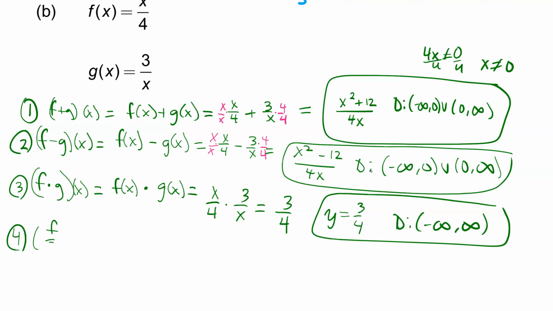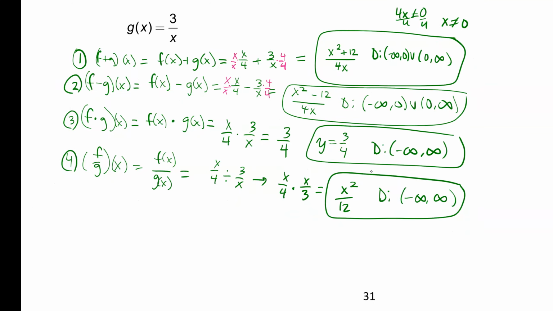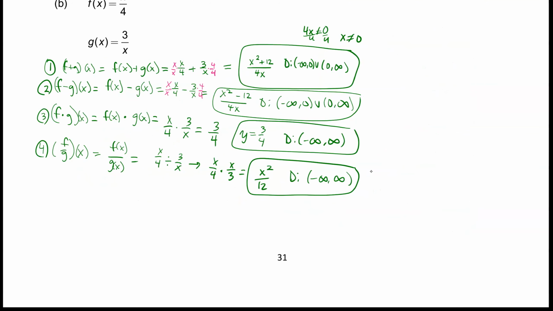And f over g of x. So this is just f of x over g of x. So x over 4 divided by 3 over x. That's the same thing. Dividing by a fraction is the same thing as multiplying by the reciprocal. So this is just x squared over 12, aka 1/12 x squared, which is a polynomial. So the domain is all real numbers. Okay, hopefully that was a good little review.